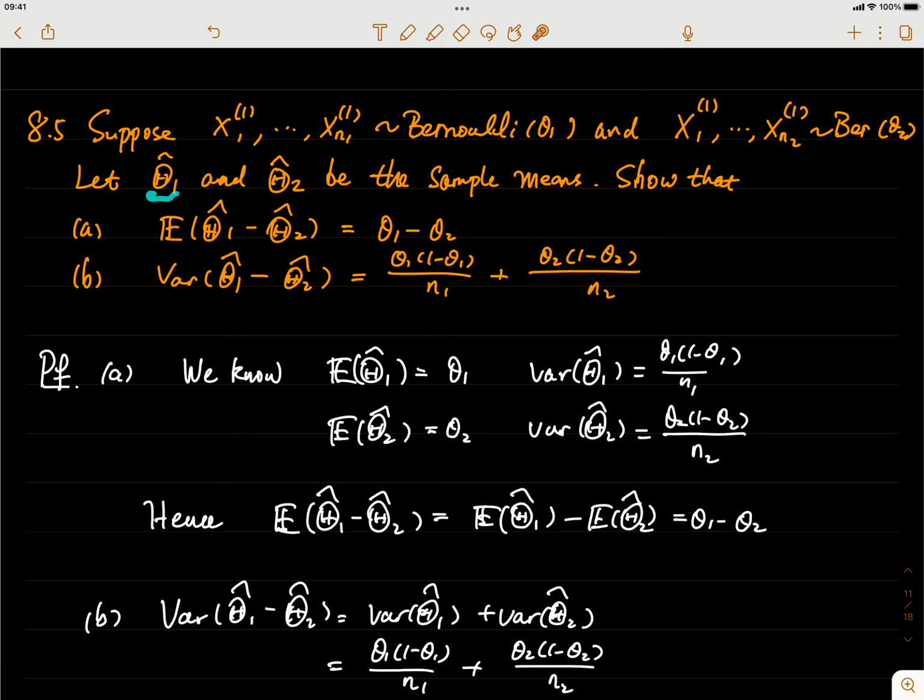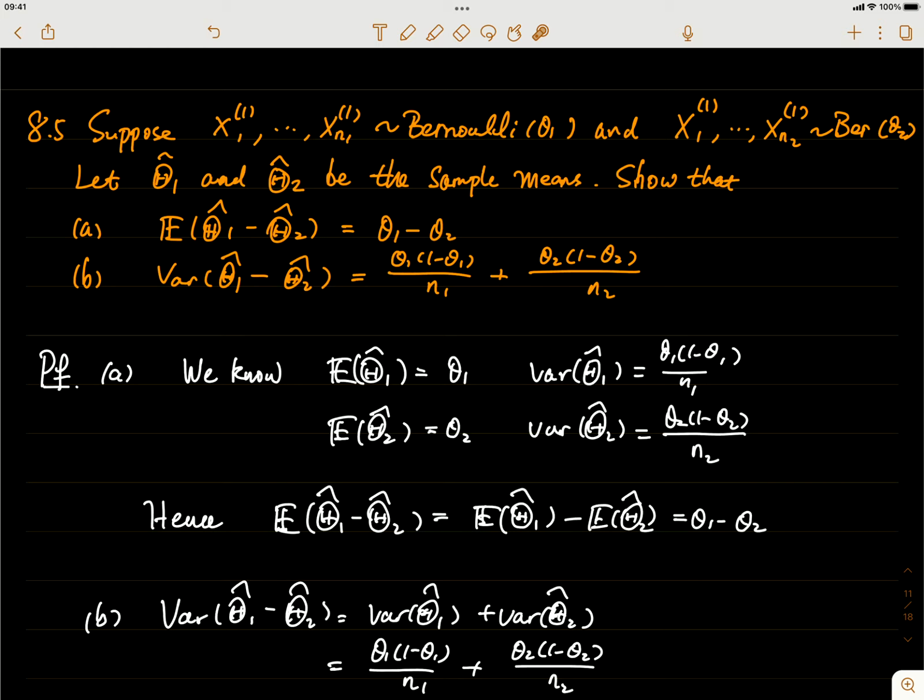And the variance of theta 1 hat is just the variance of each sample divided by n. The variance of each is theta 1 times 1 minus theta 1, the variance of a Bernoulli random variable with parameter theta 1. Because this is a sample mean, you divide that variance by n1, the sample size, and you get the variance of the sample mean, the variance of theta 1 hat. Similarly, you have the mean and the variance for theta 2 hat.